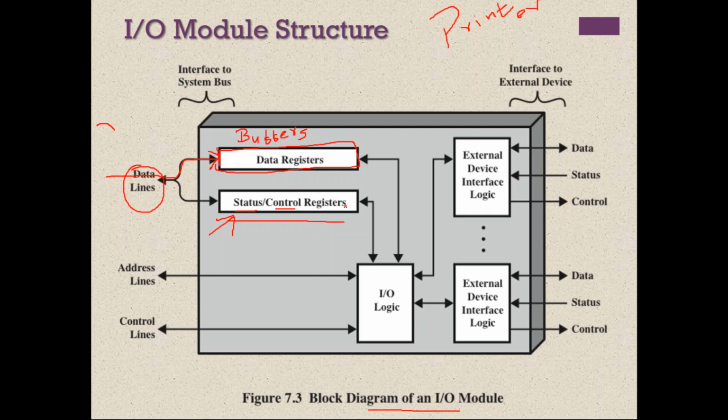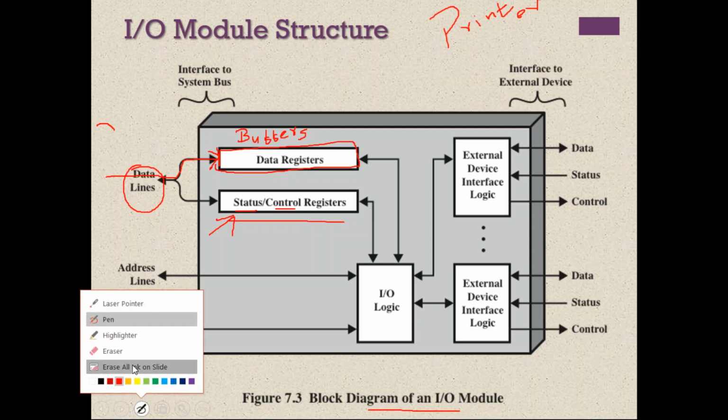Now the control register will give the appropriate control signal for that to be printed. Then it will be printed, right? Okay. So this is for sending data from CPU to data register. If something is to be printed, then it should first come into the data register of the IO module. Without that, it cannot be printed.